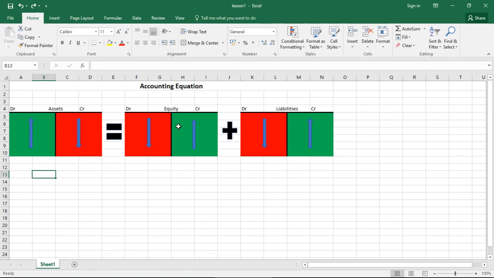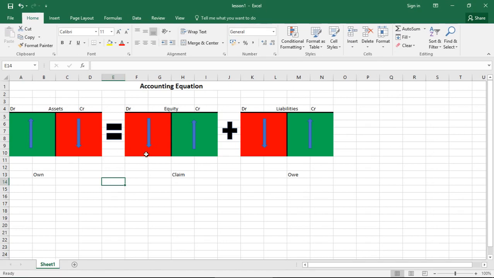So the first question is, what is an asset? An asset is anything that you own. Equity is whatever claim you have to the business. And liabilities is anything that you owe. So if you owe someone anything, you know that forms part of liability. Now the first trick is understanding or identifying what is an asset, what is equity, and what is liability.